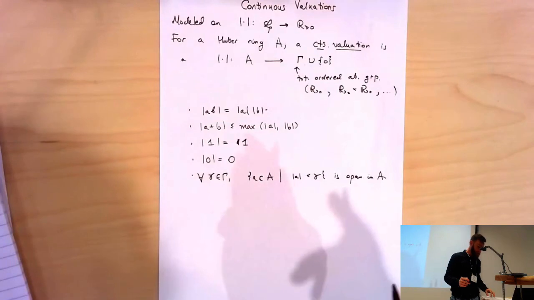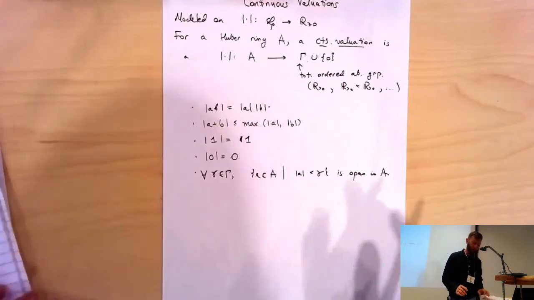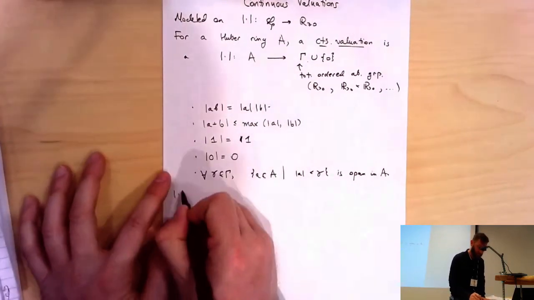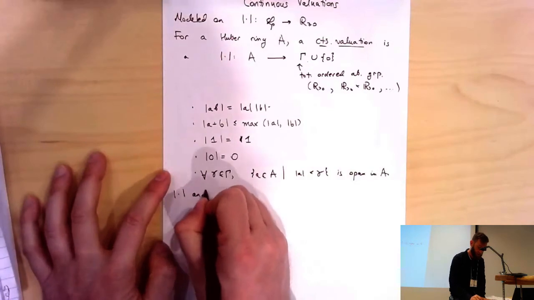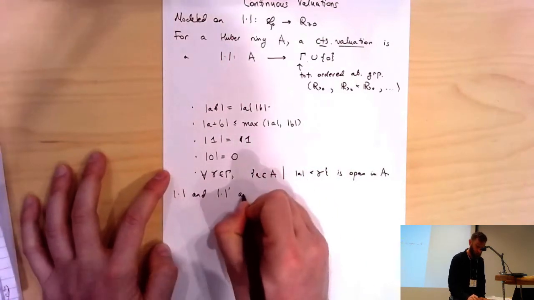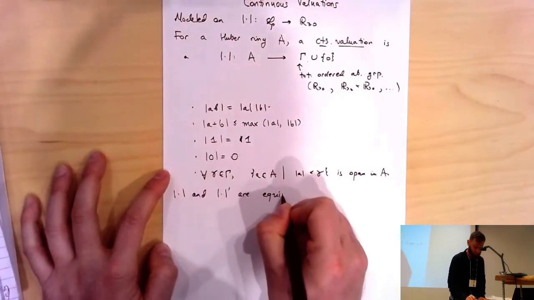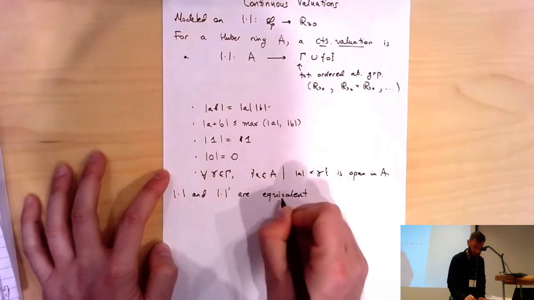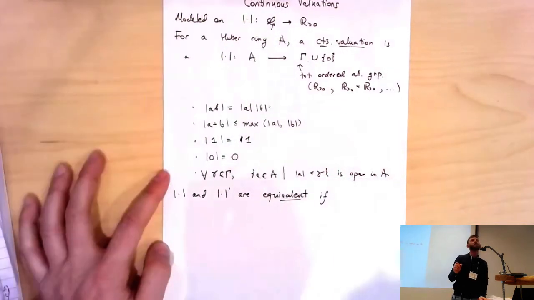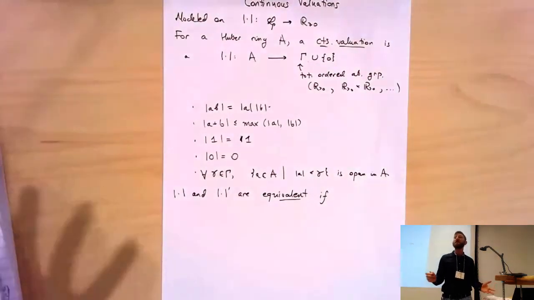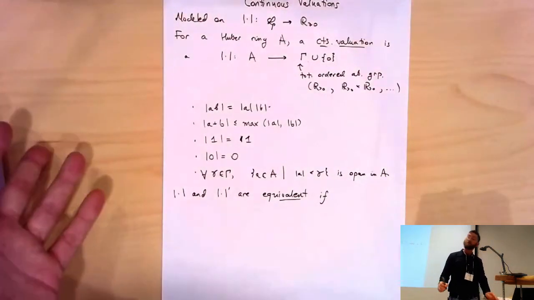Okay. So I need a notion of equivalence for these guys. I say that one absolute value and another absolute value are equivalent if, well, they induce the same comparisons on all elements of the Huber ring A.